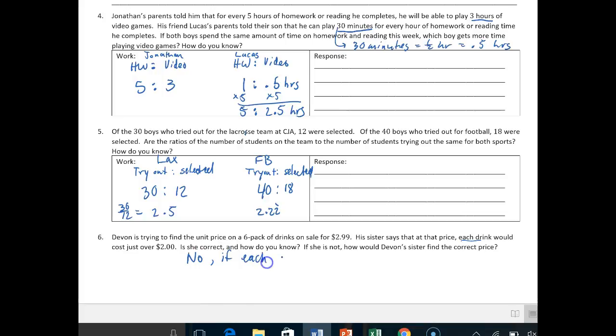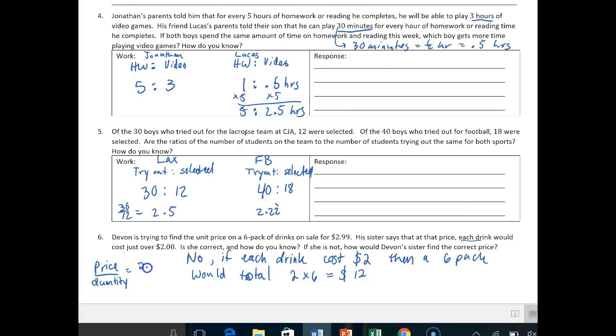let's write this down. If each drink costs $2, then a 6-pack would total 2 times 6, which would be $12. So there's no way. I think what she did is she mixed up what she should do. She should do the price over the quantity. So she should figure out, all right, if it's $2.99 per 6 drinks, what's that equal? And I think this answer gives us something like 0.498, or about 50 cents per drink.